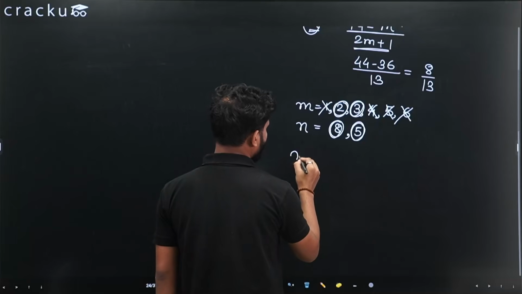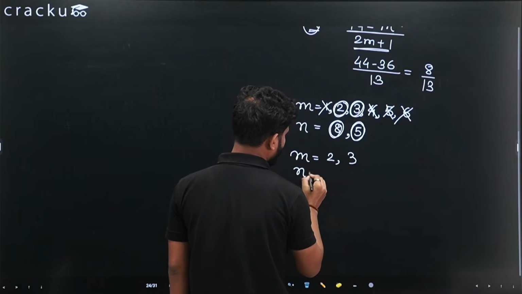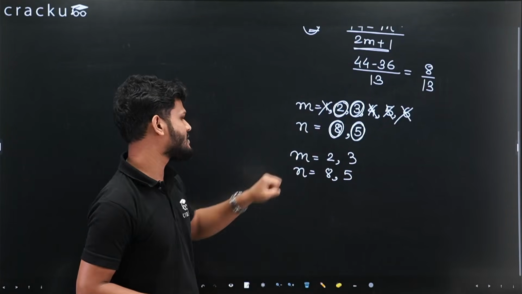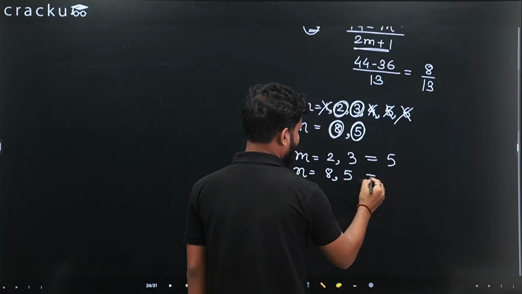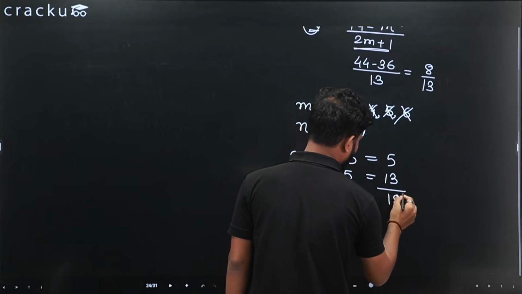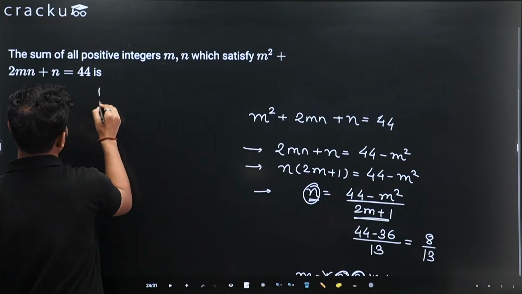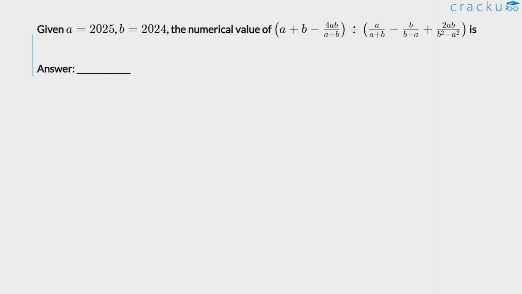So only two values of m are there, which are 2 comma 3, and corresponding values of n are 8 comma 5. We need to find the sum of all these values. So 2 plus 3 will be 5. 8 plus 5 will be 13, and the sum of these two will be 18. So the answer to this question will be 18. This is how you solve the question.